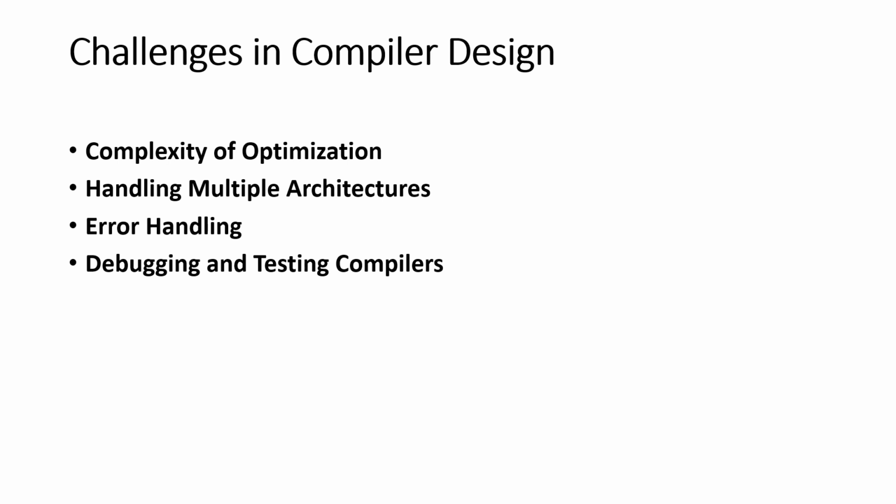These are the main challenges while designing a compiler: the complexity of the optimization, handling multiple architectures, error handling is very difficult, and debugging and testing compilers is very difficult, because when we translate the high level language into the machine code, we are directly debugging the machine code, so it is very difficult while checking the low level code.